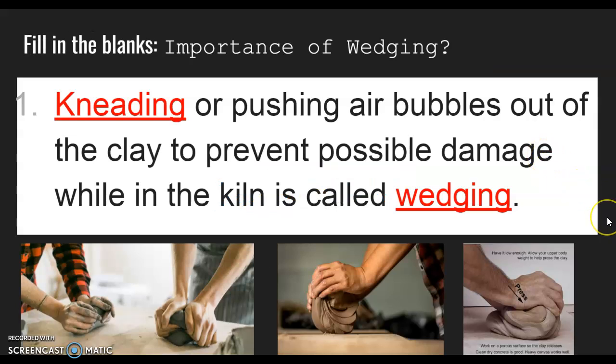So these are the notes that you're going to start filling in. Kneading or pushing air bubbles out of the clay is to prevent possible damage while in the kiln, also called wedging. So it's basically a fancy way of saying you're going to be pushing all of that clay back and forth on your table, rolling it out, making sure that there are no bubbles, there's absolutely nothing that could prevent your clay from getting ruined in the kiln. So kneading and wedging is the most important thing to do at the beginning, because if not, everything that you sculpt will pretty much be useless because it'll explode.